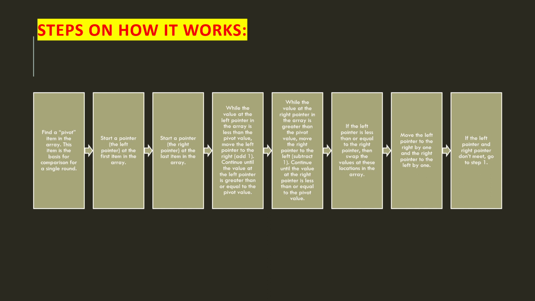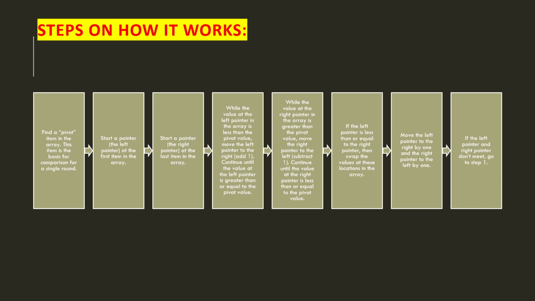And next, while the value at the left pointer in the array is less than the pivot value, move the left pointer to the right by adding 1. Continue until the value at the left pointer is greater than or equal to the pivot value. So it says that if the value at the left pointer is less than the pivot, then move the left pointer and add 1, then continue until the value of the left pointer is greater than the pivot.